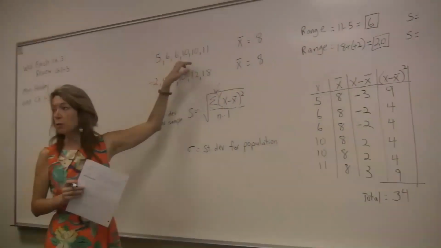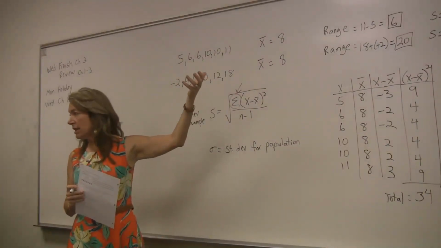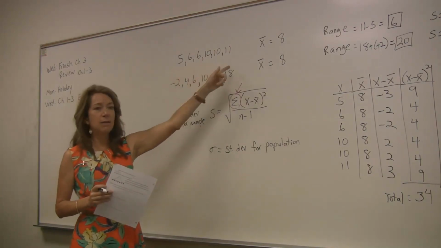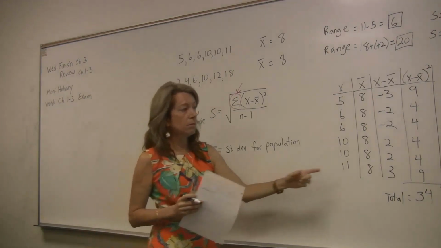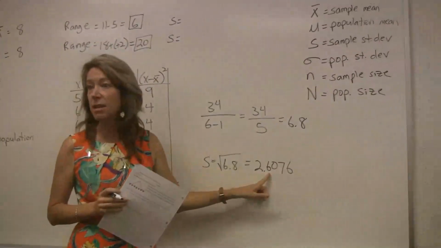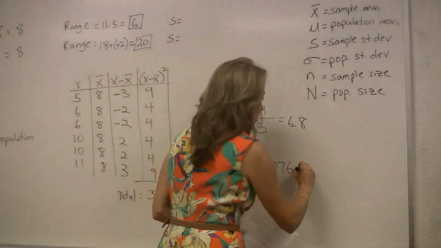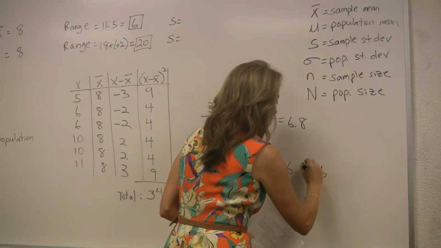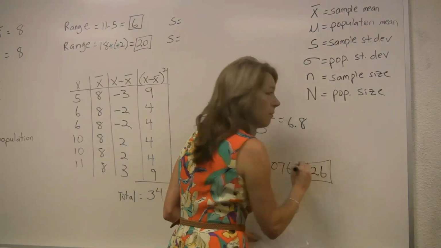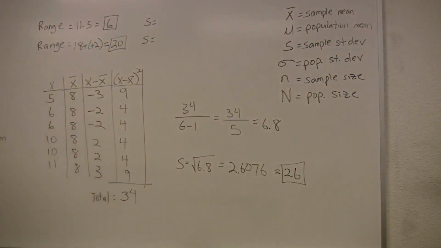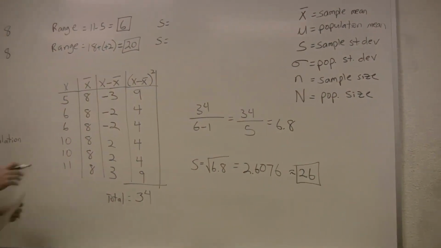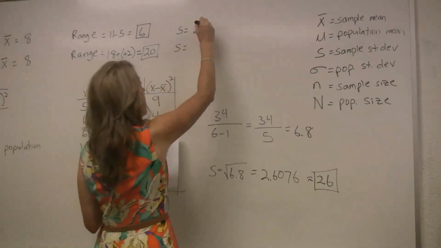But remember, the round off rule is to round one more place than your original data. So if my original data is whole numbers, where am I going to round? To the one decimal place over, which is the tenth. So my answer would be 2.6. All of that work to find the standard deviation. So if I put it up here, 2.6.